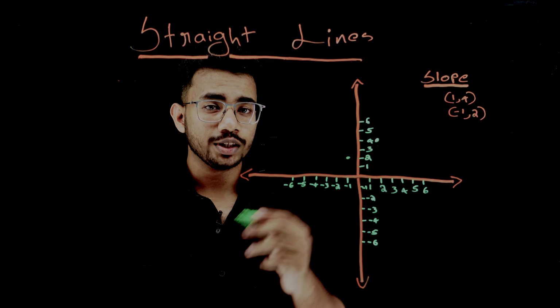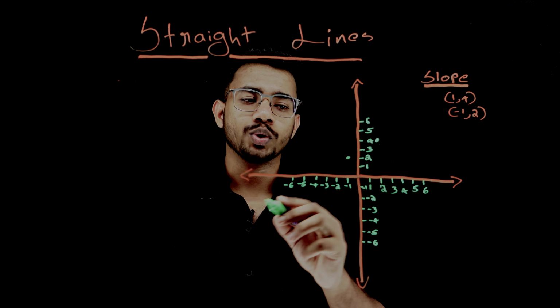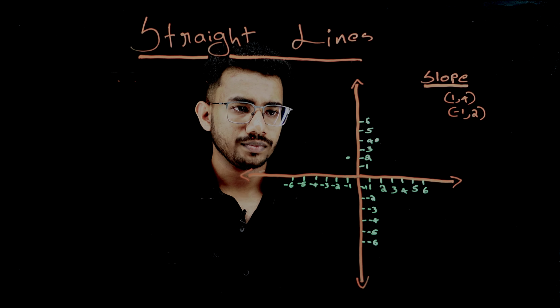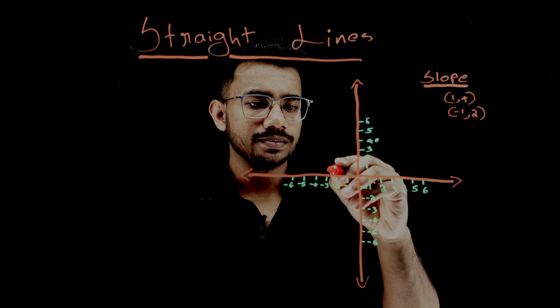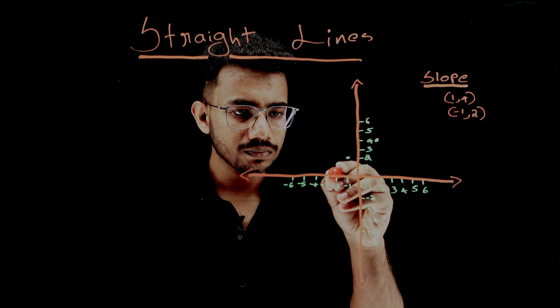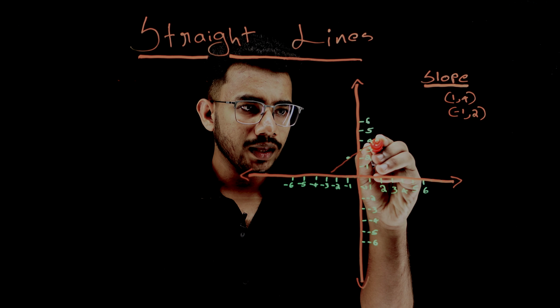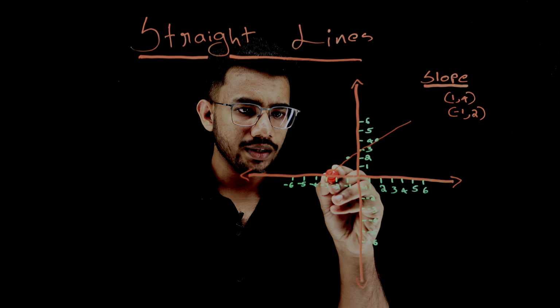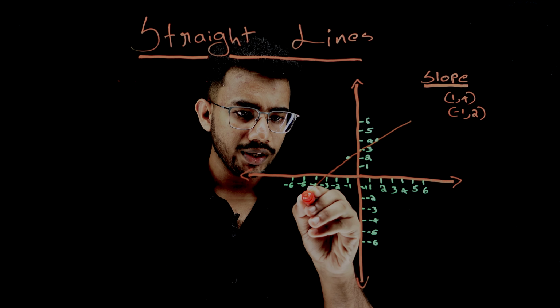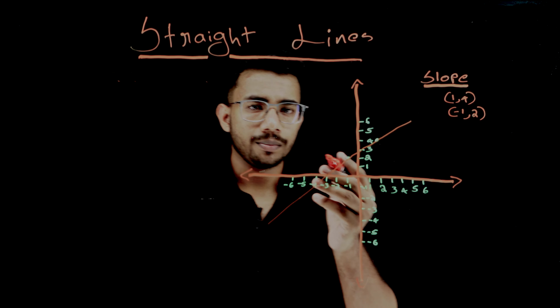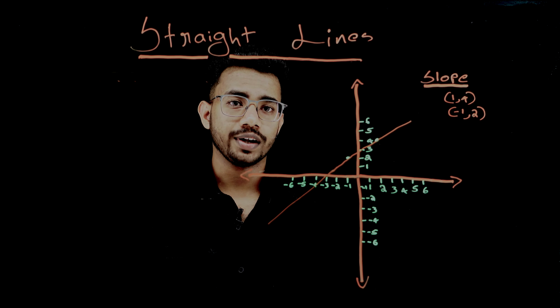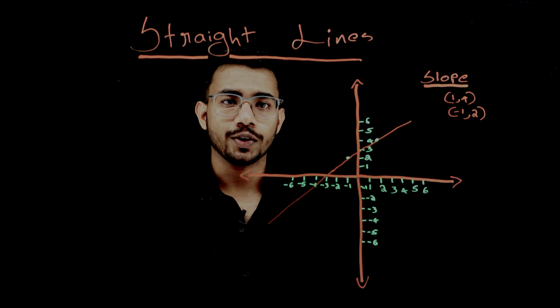So now I'm having the 2 points. Now I just have to join them. When I join them, and if I extend them, it goes on like that, and then if I extend here, it goes on like that. So I'm having the line here. Now I just have to find out the slope or gradient of this line.